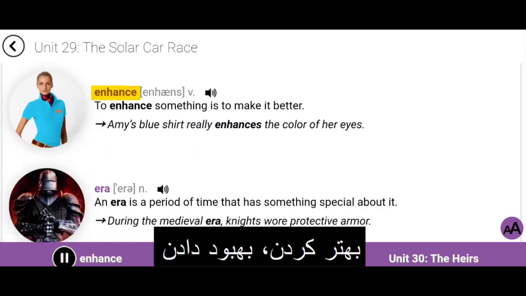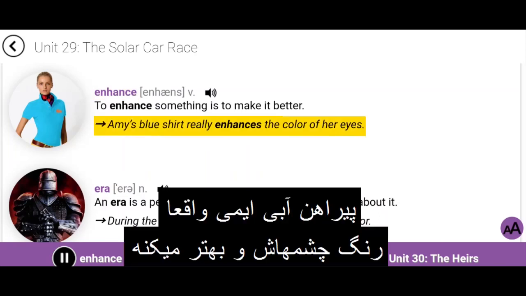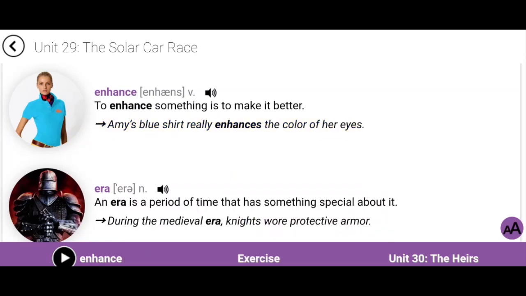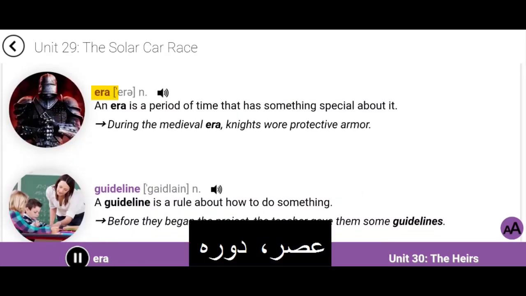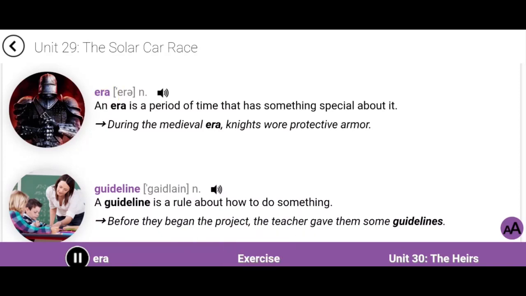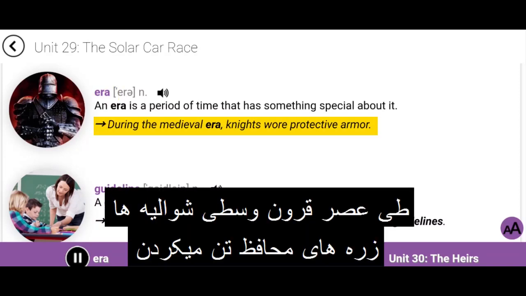Enhance. To enhance something is to make it better. Amy's blue shirt really enhances the color of her eyes. Era. An era is a period of time that has something special about it. During the medieval era, knights wore protective armor.